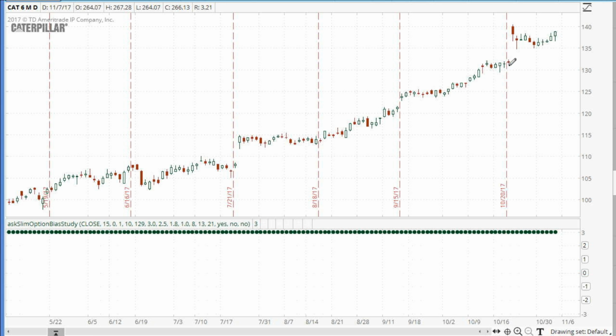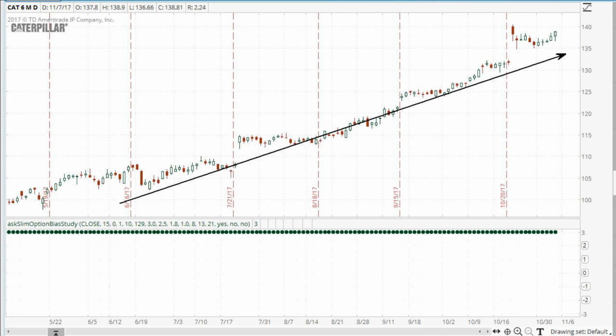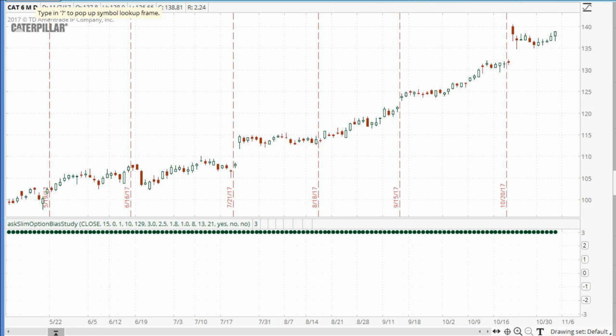Caterpillar, almost the identical situation, even more positive. Never during this whole time period did it ever give you a sense that it was anything but positive in this whole 6-month period that we're looking at. Never once getting even the smallest bit overbought, just powerful on the internals.